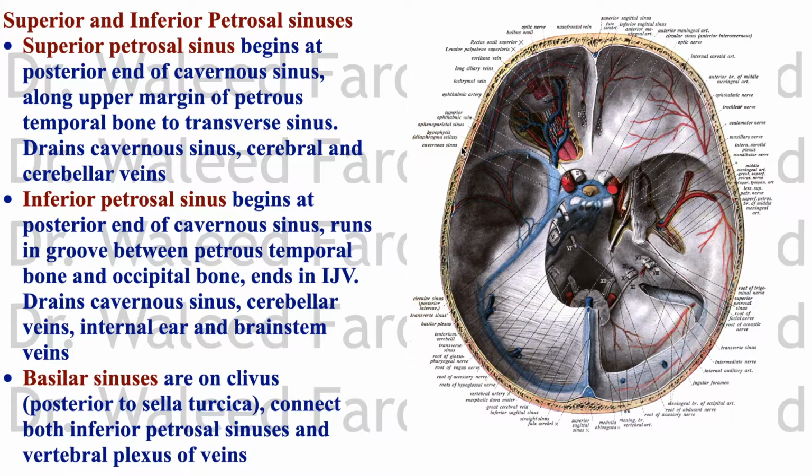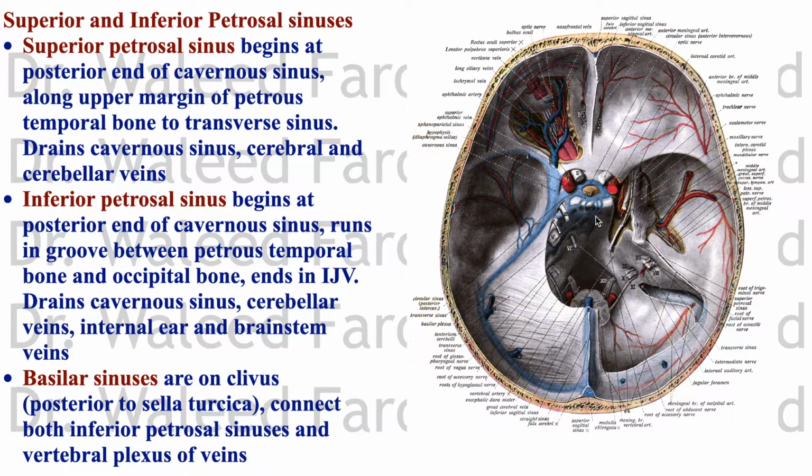Superior and inferior petrosal sinuses. This is the superior petrosal sinus, which begins at the end of the cavernous sinus and goes backwards to open into the end of the transverse sinus. It means it forms with the transverse sinus the sigmoid sinus, the beginning of the sigmoid sinus, while the inferior petrosal sinus goes down between the occipital and temporal bones and ends in the internal jugular vein itself. It drains, as mentioned before, the cavernous sinus, cerebellar veins, internal ear, and brainstem veins.